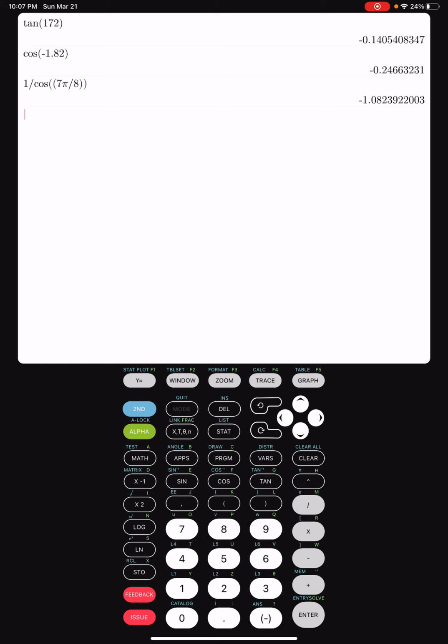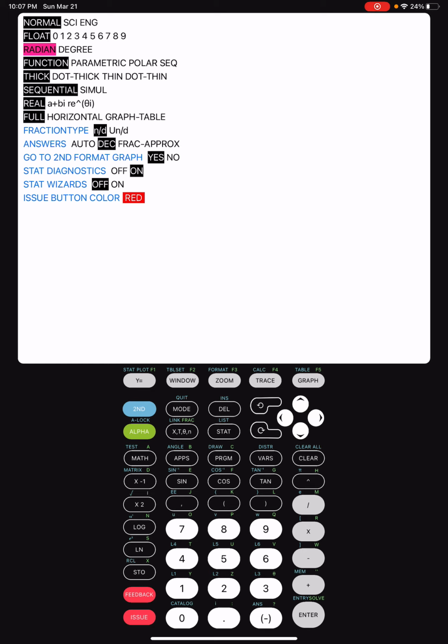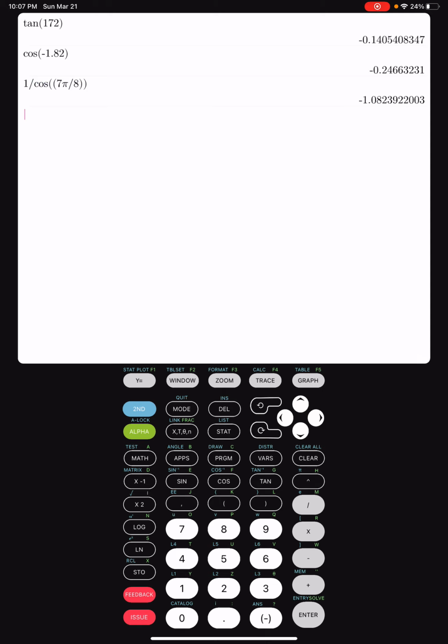So we change the mode back to degree. And then put cosine of negative 28. Okay, so there you go. So the second one should be negative 0.24. Let me write it on the side.